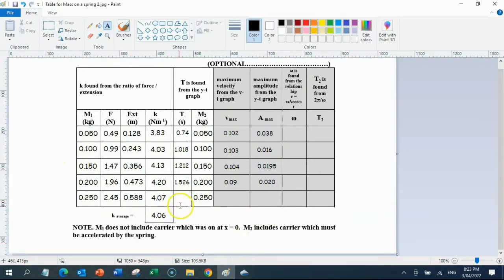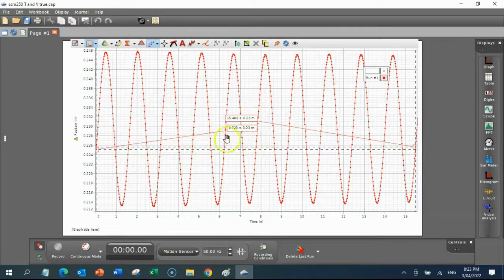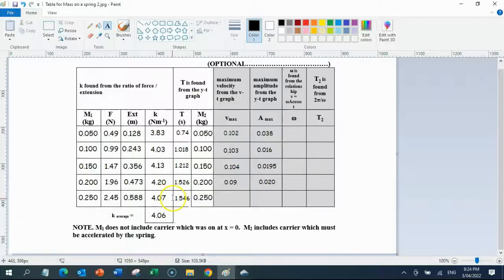Now next is 250, and we go for its period. So here again, we've got our two values that we need to get the time for 10. So this first figure here is 15.48. And the starting period or time is 0.02. So getting the difference between those two numbers gives us a figure of 15.46. Dividing that number by 10 gives us a number of 1.546. So putting that into the table, and there it is.